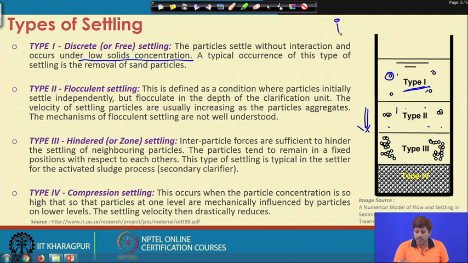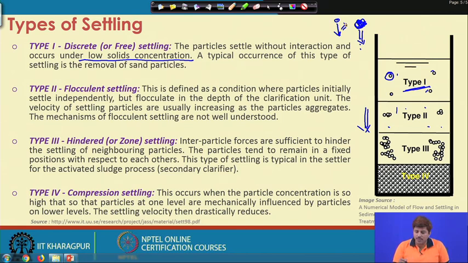So, one particle is settling at a time, that is your discrete settling. When you have formed larger flocs, a clump of particles settling together, this is your flocculent settling. Since the mass or weight of this particle is higher, and its size is higher, it settles at a relatively higher settling speed as opposed to the free settling or the discrete particles which were settling under type 1.